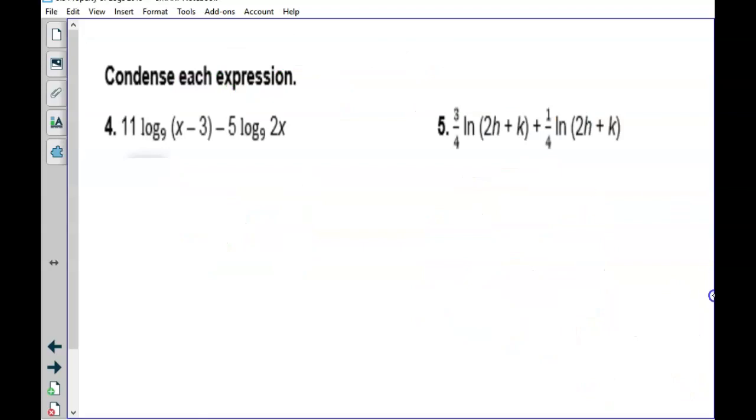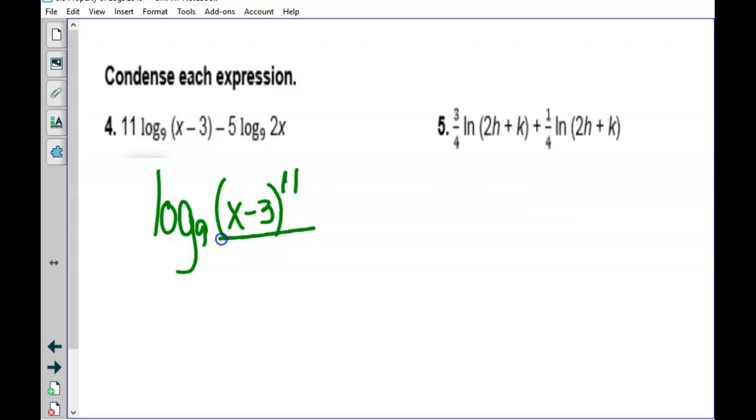Can you condense this into a single logarithm? Anybody got this one? Yes. Log base 9 of what? Big parentheses, x minus 3 over 2x. Isn't that the division? It is division. We need the 11 as the exponent. Do we need a negative 5th? That's what put it in the denominator, okay?